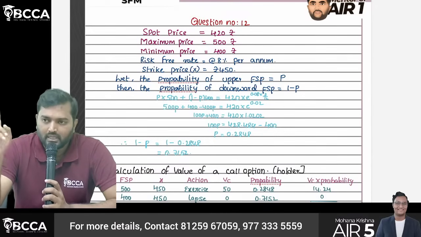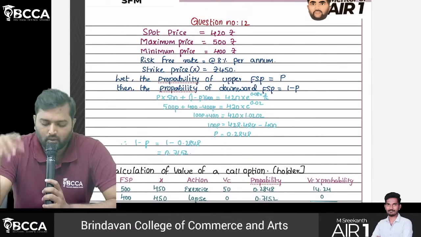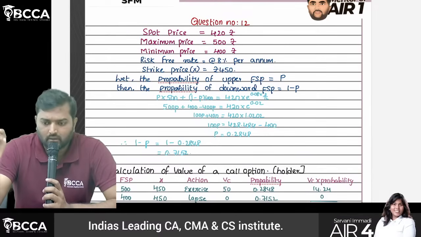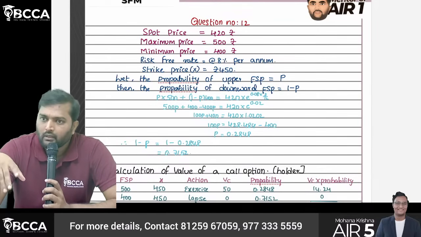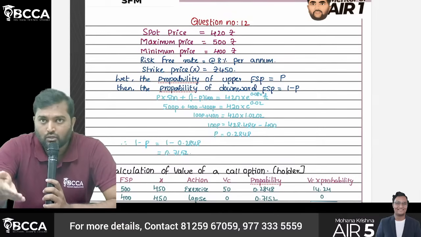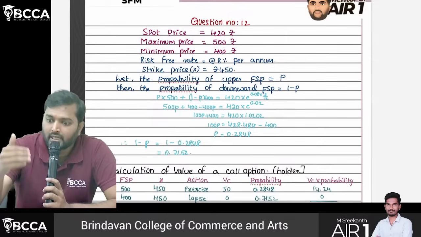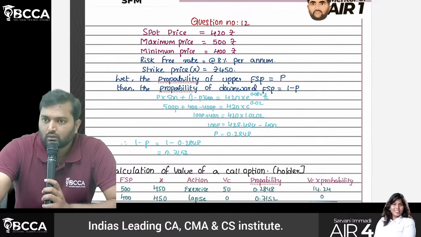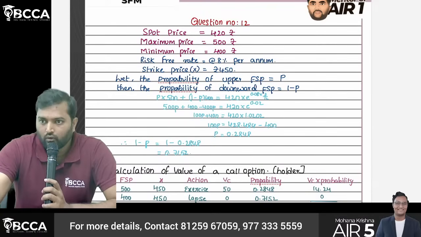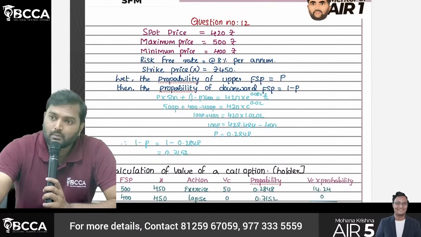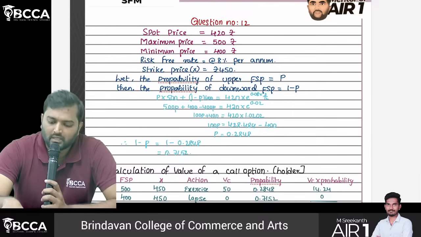So what is the spot price as on today? 420 is the spot price as on today. What is the risk-free rate? 8% per annum. So as on today the price is 420. This 420 rupees price might increase to 500 or decrease to 400, no doubt.